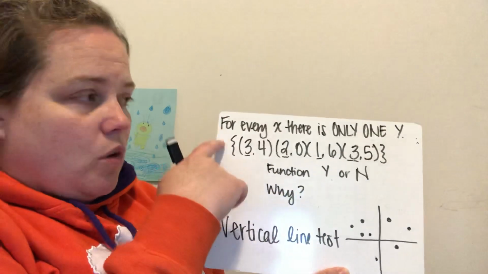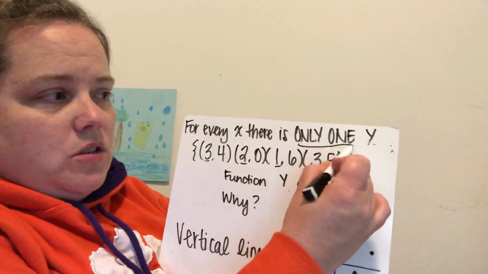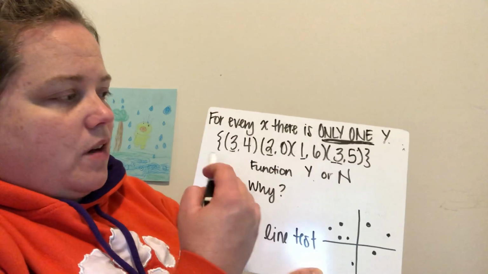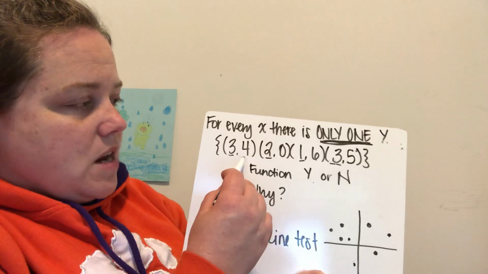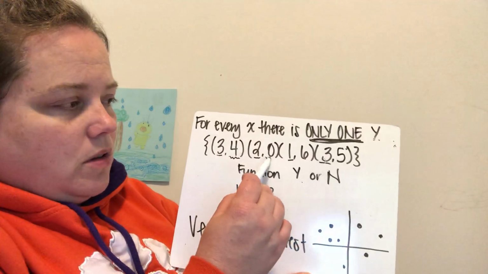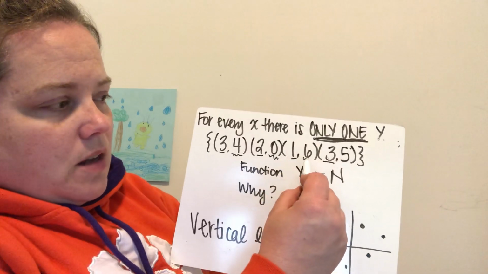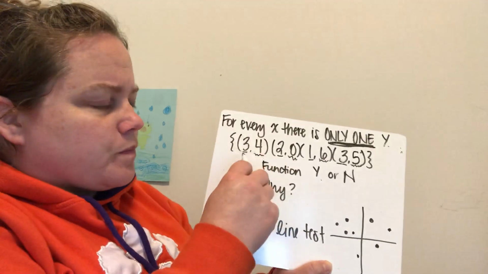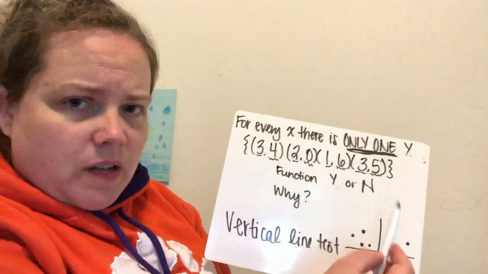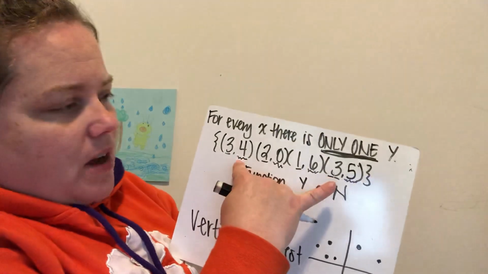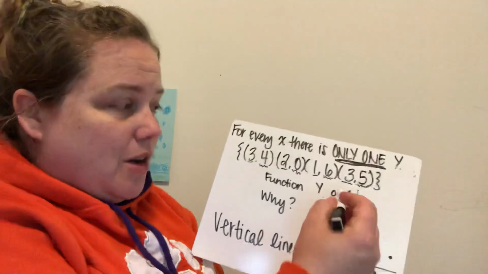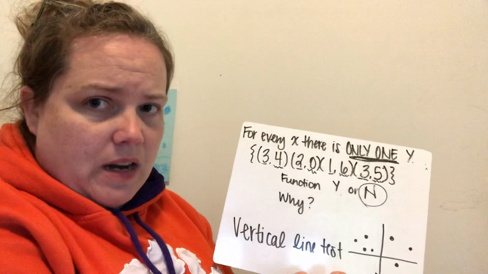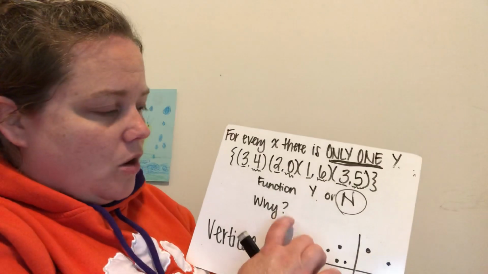So for every x, there is only one y. So this is the super important part that we need to remember, okay? So if I'm looking at this set of ordered pairs down here, I've got 3 and then 4 for my y, 2, 0 for my y, 1 and 6, 3 and 5. Well, I've said 3 twice, so I need to look and see what my y's are to see if they match up or if they don't. So if I've got 4 and 5, they're not going to match up. So that x has 2 different y's, so it is not a function, okay? It's not a function. So why is it not a function?